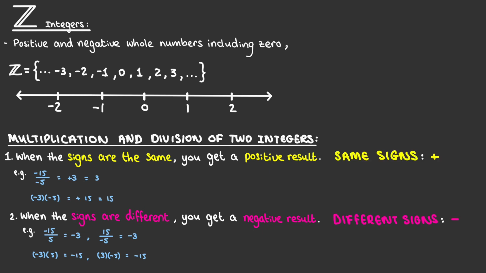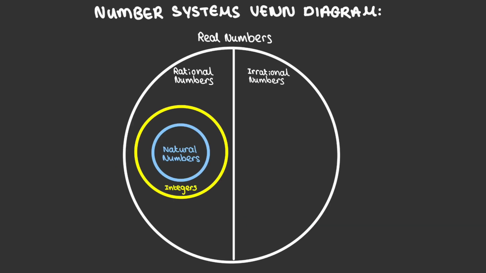So to conclude this section, we can say that multiplying or dividing with the same signs gives us positive results, and multiplying or dividing with different signs give us negative results. Here is a Venn diagram representing what we have looked at so far. Venn diagrams are very useful in illustrating how different sets interact with one another. In the previous video, we had a look at the natural numbers, which is shown here by the blue circle. The set of integers is shown here with the yellow circle.